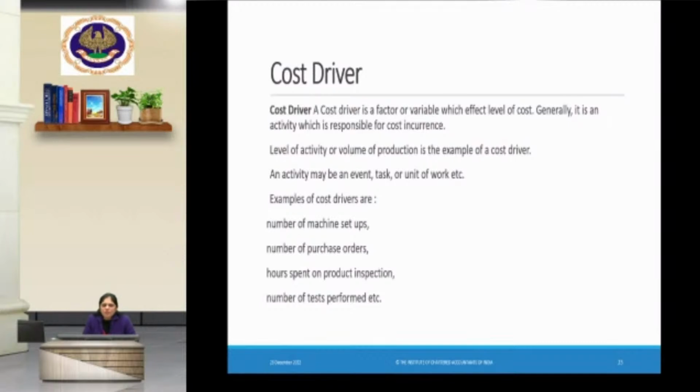All right. An activity may be an event, task, unit of work. So examples of cost drivers are number of machine setups. That's why machine cost is being incurred. Number of purchase orders, hours spent on product inspection. So if I've spent 50 hours on product inspection, I am taking 500 per hour. So the number of hours I'll be spending, the bill will increase. So the cost driver is the hours I am spending. What activities somebody is doing because of which cost is being incurred. Number of tests performed, etc. All right. So cost driver is the reason that's why the cost is there.